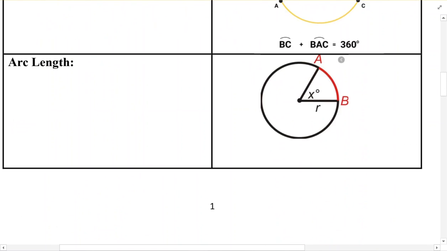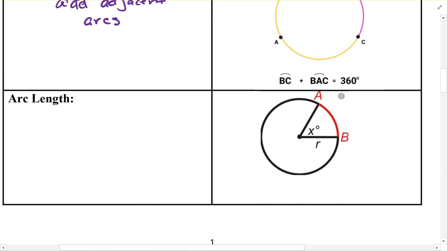With the arc length, it's like you're walking from point A to point B. So the arc length would be x degrees over 360 degrees, so that's a portion of the circle that we're looking at, times the circumference. So we're looking at the proportion of the circumference that we want. So it's the distance between the two endpoints here.